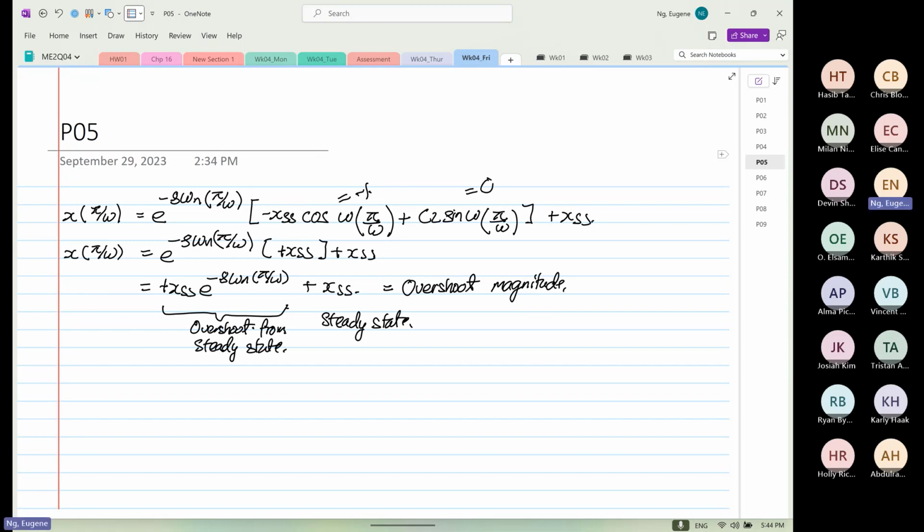So you can rewrite this function a bit more: XSS e^(-zeta omega_n) multiplied by pi over omega_n square root of 1 minus zeta squared, plus XSS. So you can cancel your omega. If you don't do this step, it's fine. Your answer will also be the same when you put in your formulas. Are we clear? So this is equal to XSS.